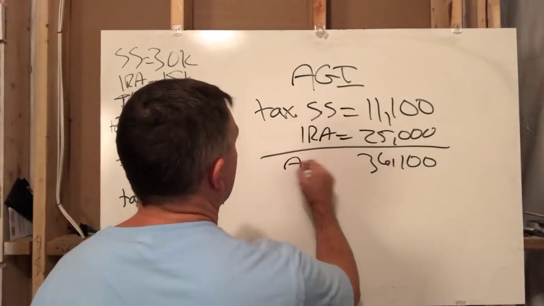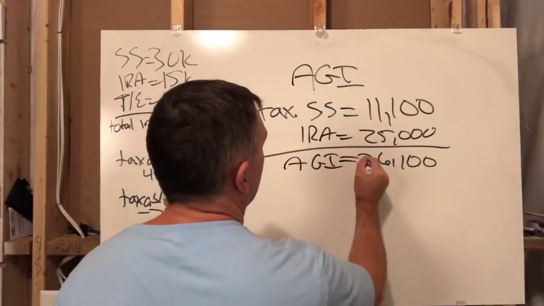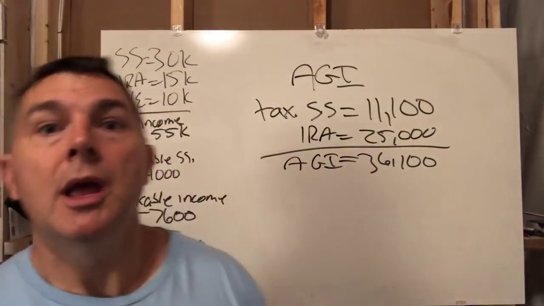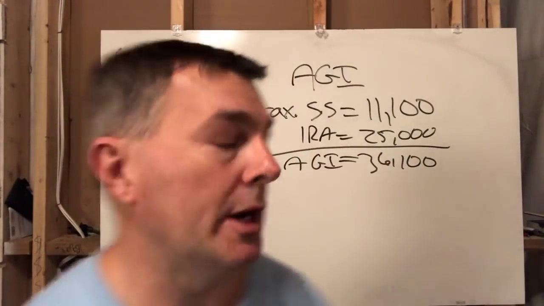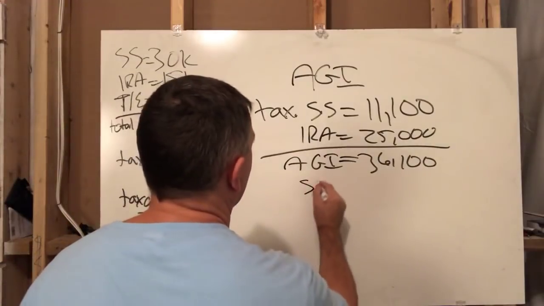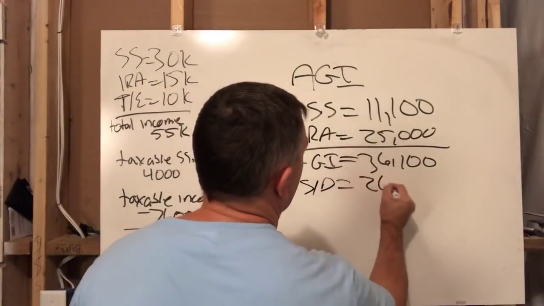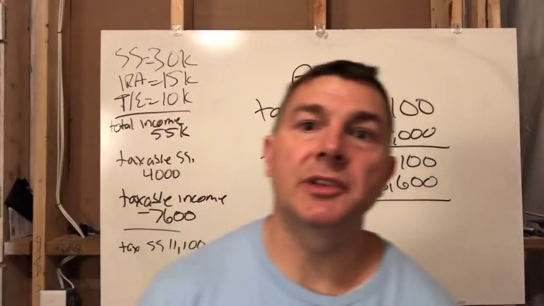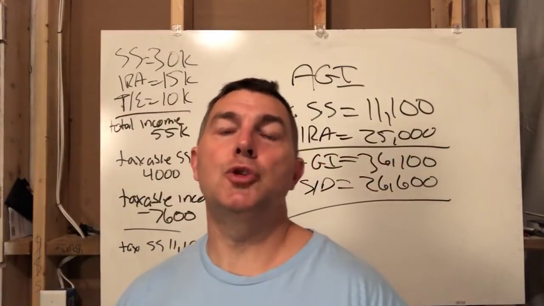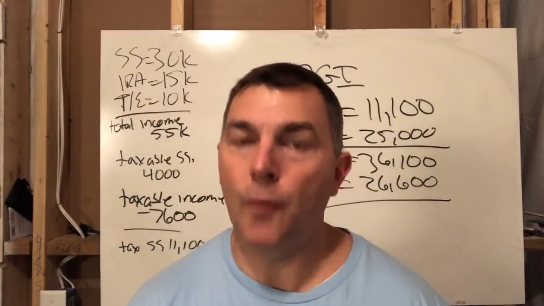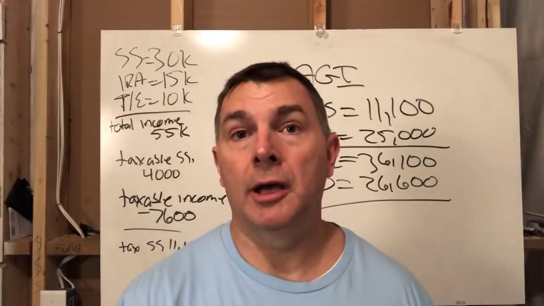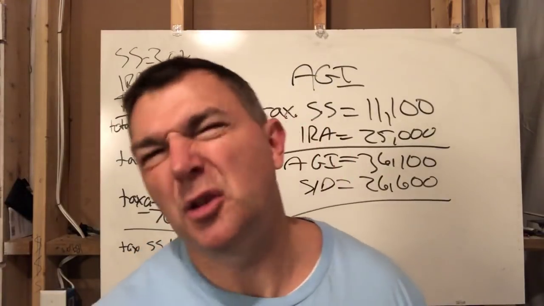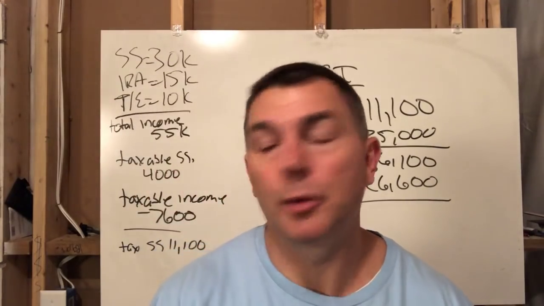That is our AGI, $36,100. All right, so now we've got to figure out how much tax we pay on that amount of money. The first thing we do is take our standard deduction, which is $26,600. How do we get $26,600? If you're married filing jointly and over the age of 64, and both spouses are in this case, you have $26,600 of standard deduction, $13,300 to be precise per person.